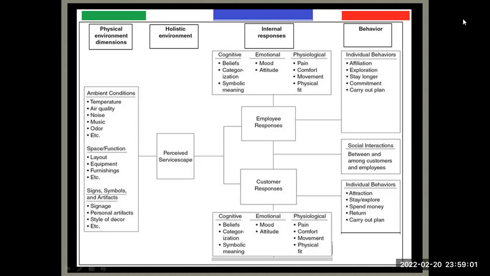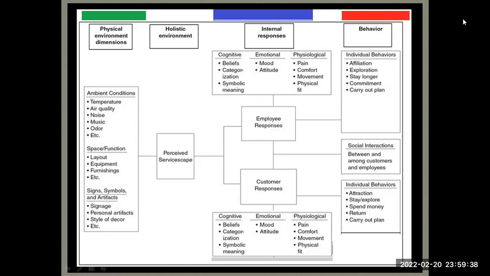You can see music in a restaurant, but you will not see music in the hospital. So there is a specific combination. If you go to any coffee cafe, any cafe to drink a coffee, there is a specific order. So every organization, every retail outlet, they have a unique combination of the physical environmental dimensions. These physical environment dimensions will create the perceived servicescape.